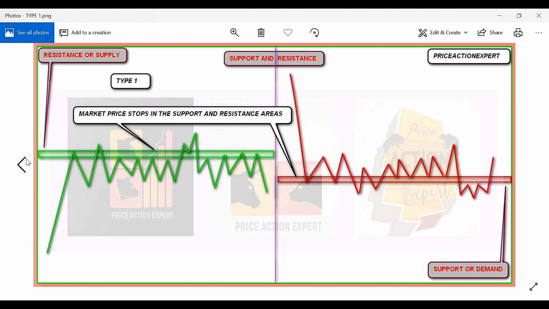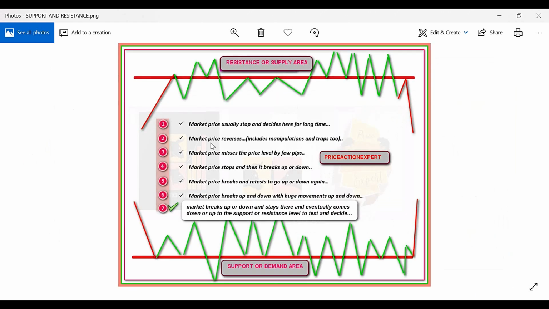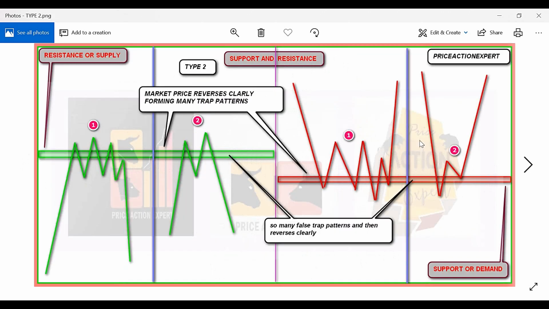Let's move on to type 2. Market price reverses. This includes the manipulations and traps too. I'll show you type 2 now. First, I will explain what type 2 is. After that, we move on to the example. This is the resistance. This is the support here. You can see the market price reverses clearly, forming many trap patterns.